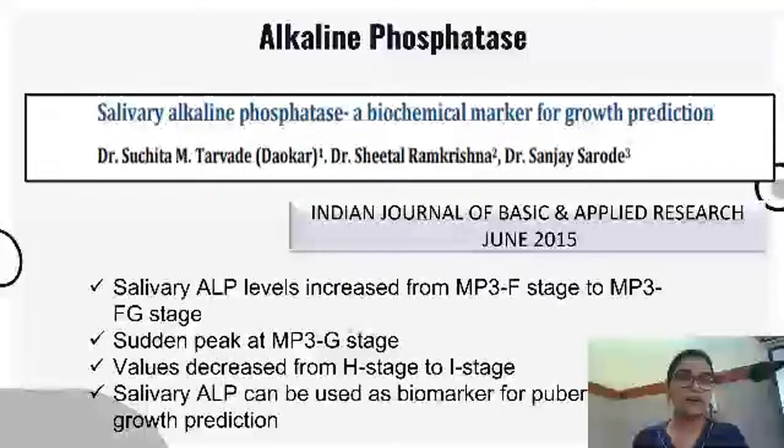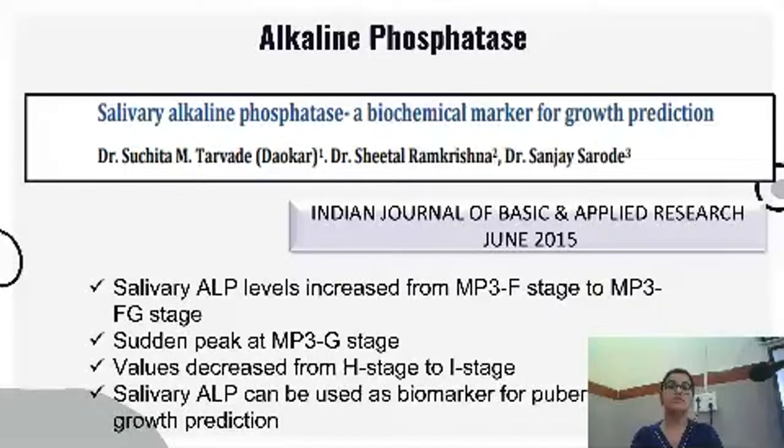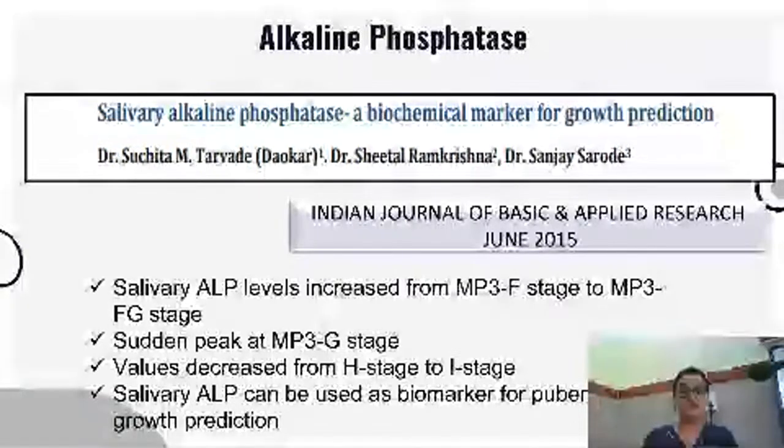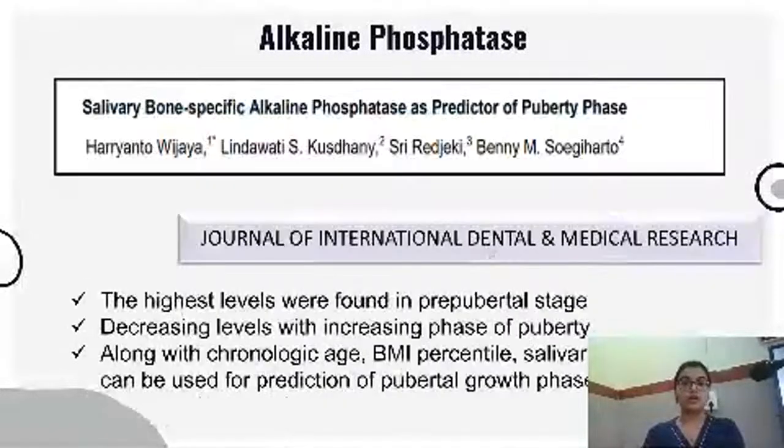They concluded that for the salivary alkaline phosphatase level, from MP3F stage to MP3FG stage, there is a sudden peak in ALP levels at the MP3G stage. The values decrease from H stage to I stage, and salivary alkaline phosphatase can be used as a biomarker for pubertal growth prediction.